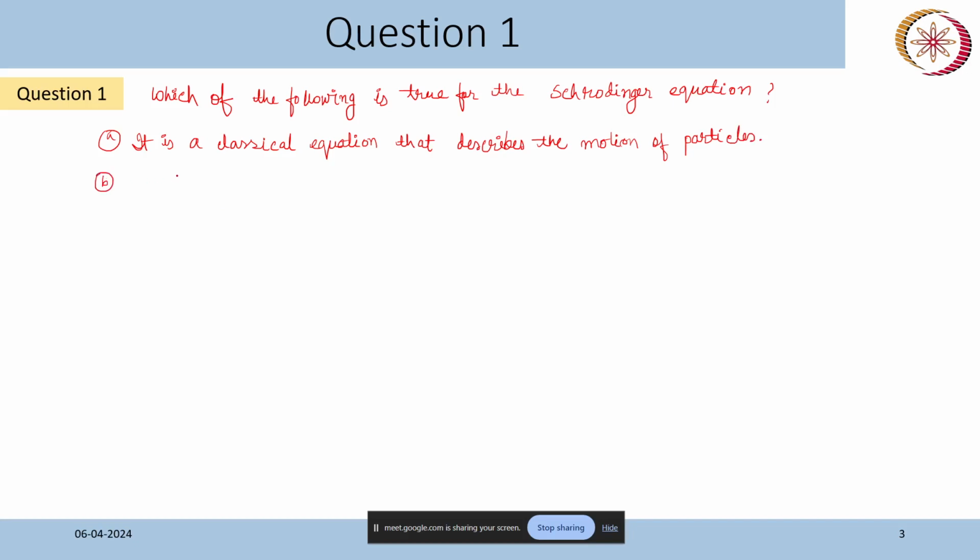Option B is, it is a relativistic equation that includes the effects of special relativity.